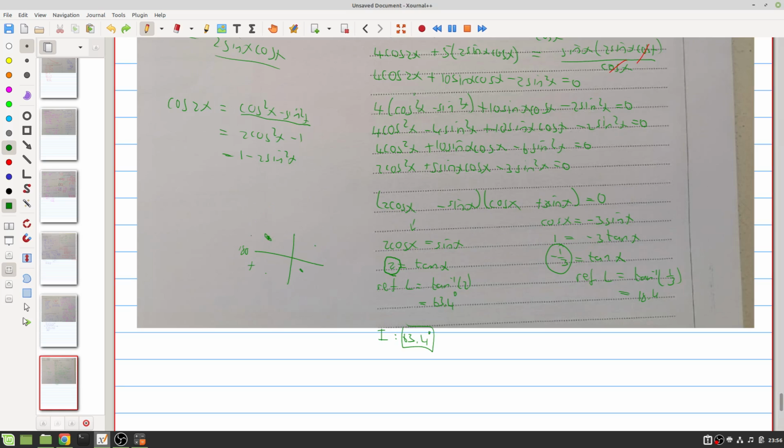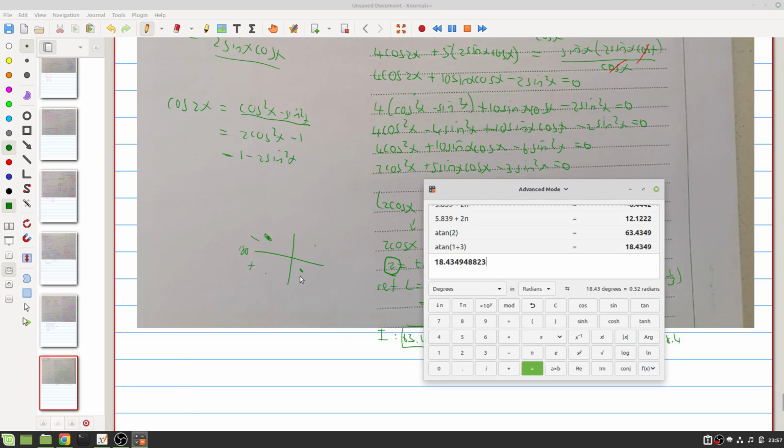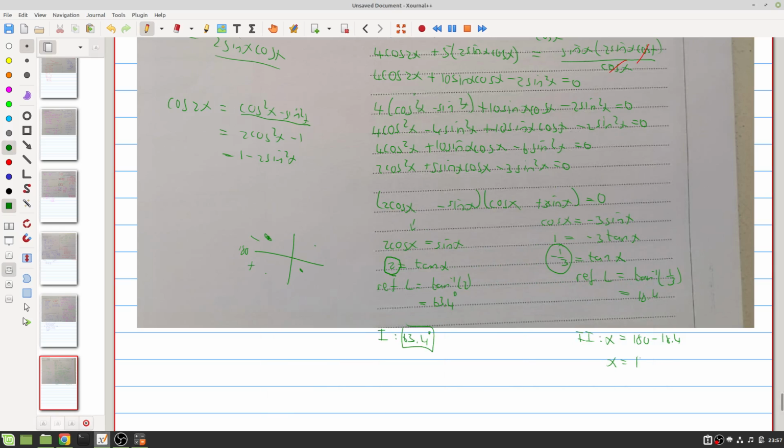So in this quadrant, it's 180 minus. So in quadrant number 2, we've got our angle is equal to 180 minus 18.4. So what is 180 minus that? 161.6. Okay, so 161.6 degrees. And that's our other answer.